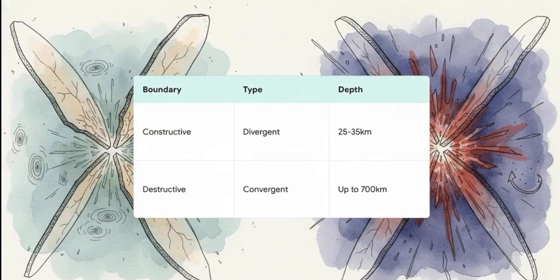The contrast between these two is just stark. Remember those shallow, moderate quakes from pulling apart that maxed out around 60 kilometers deep? Well, destructive boundaries crashing together triggered disastrous earthquakes with deep focuses reaching down to a staggering 700 kilometers. That is a massive difference in depth and destructive power.